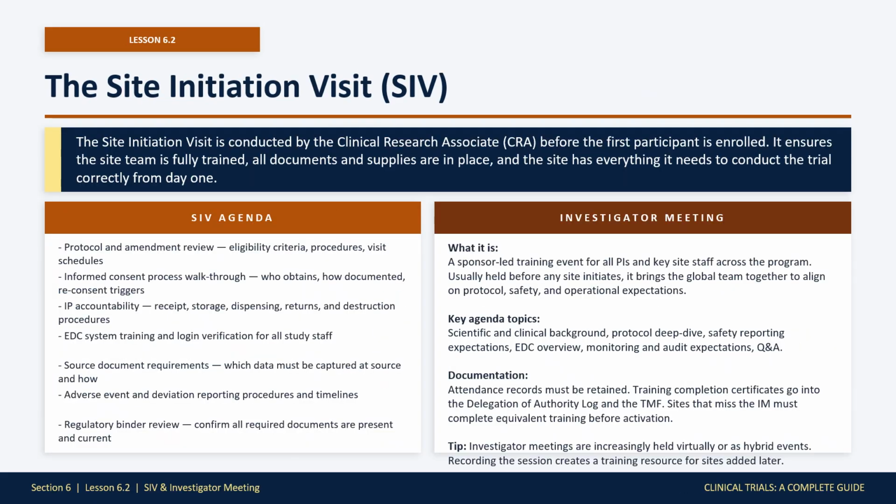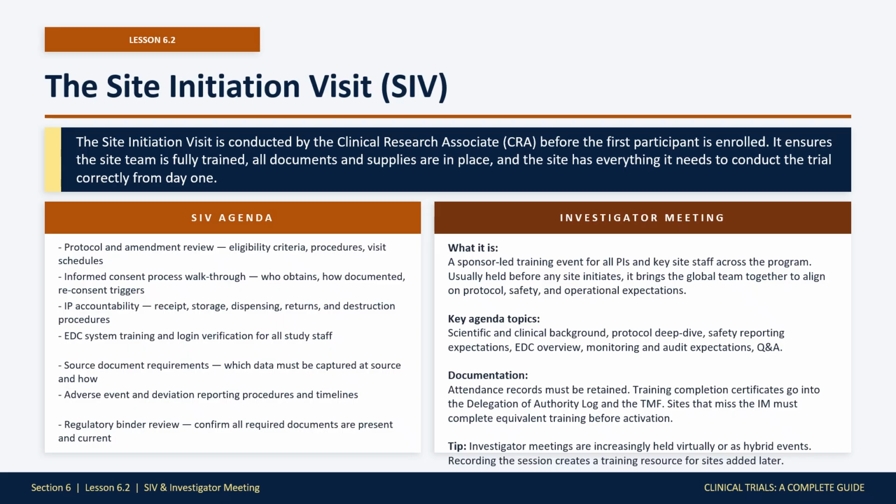The site initiation visit is the last checkpoint before clinical activity begins at a site. The CRA conducts the SIV to ensure the site team is fully trained and operationally ready, that the first participant will be enrolled into a site that knows exactly what to do. A well-structured SIV covers 7 areas.